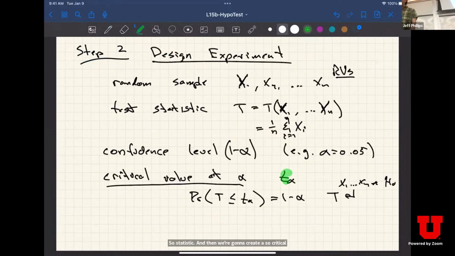The critical value at alpha is such that if this data was drawn from the null distribution, and I turned it into this test statistic T, the probability that the test statistic T was less than this critical value is 1 minus alpha. So the probability it's greater would be alpha. If we chose alpha at 0.05, that would mean the probability that T was greater than T alpha would be 5%. Okay, so we want to come up with this threshold.